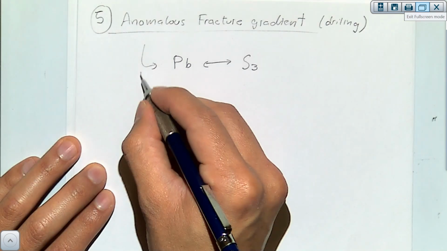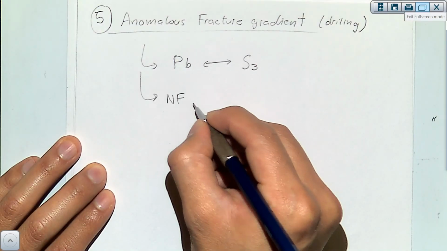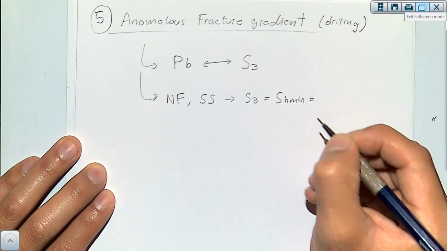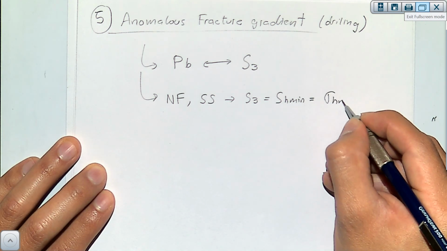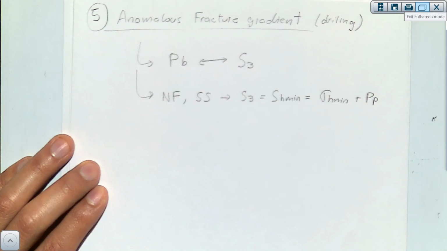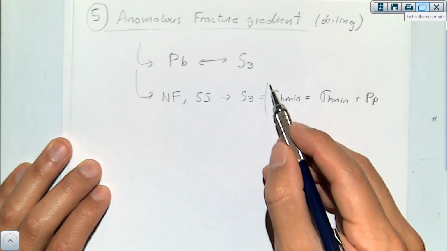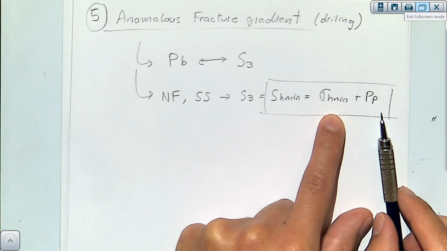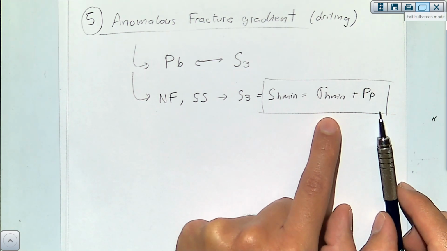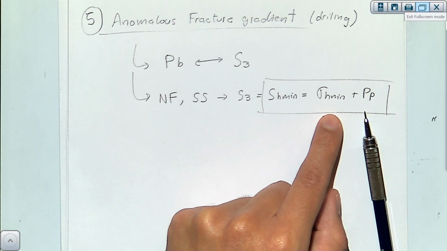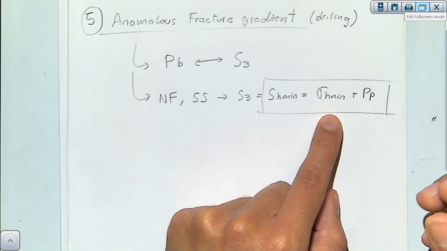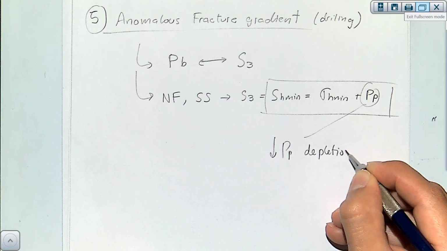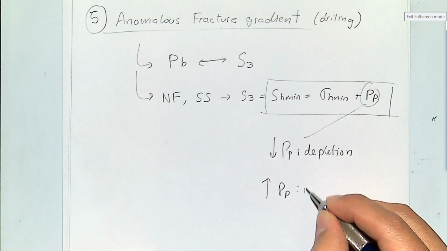And let's simplify this in cases where we have normal faulting and strike slip. Then S3 is going to be equal to SH min, and this is going to be equal to sigma H min plus the pore pressure. All right, from these two, which one can we change when we do petroleum-related operations? PP. You can lower PP when you do depletion, and you can increase PP when you do injection.